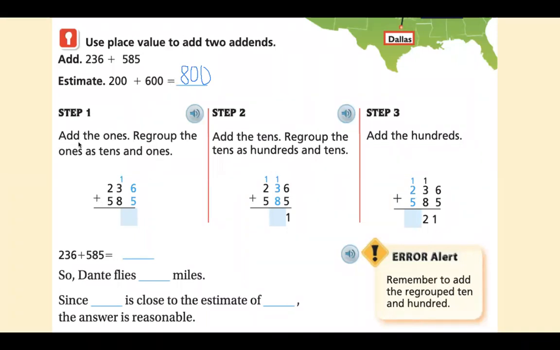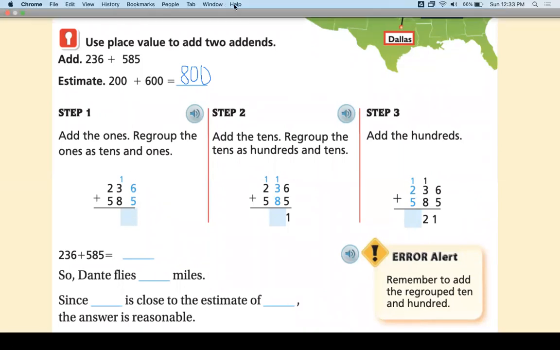So the first step to adding is adding the ones. We always start in the ones. Do not start in the hundreds, because that's going to get you all mixed up. We always start adding all the way to the right in the ones place. So the first thing we're going to do is add 6 plus 5. If you know your doubles plus 1, this is a good way to think about it. 5 plus 5 is 10, plus 1 more would be 11. So we would write down the 1. Oh, I need my tool again.